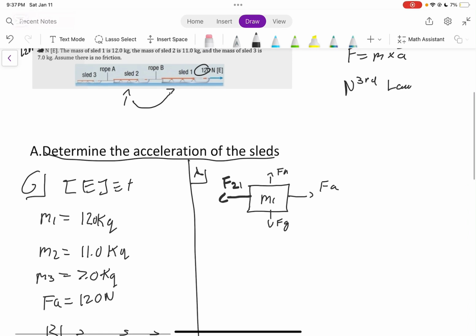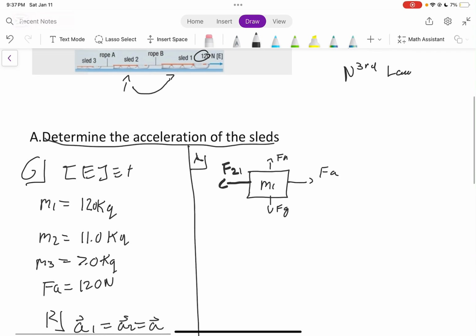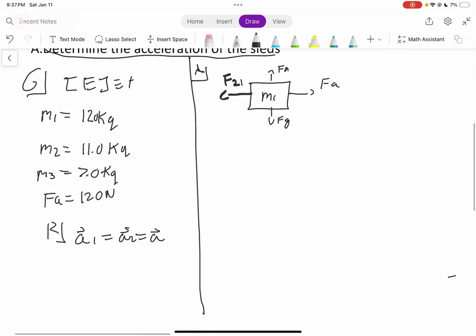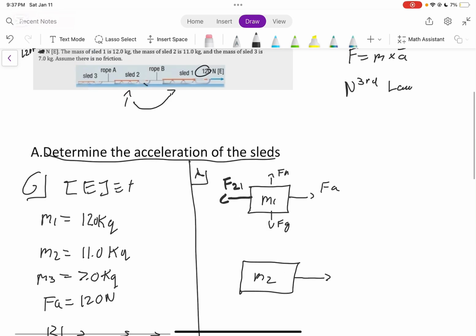the force of 2 on 1, on the first object. It's the force of the second object on the first object. Now that we have this, we can draw our next free body diagram, which is for mass 2, M2. So if we look back at the rope, there's a rope attaching these two again together.